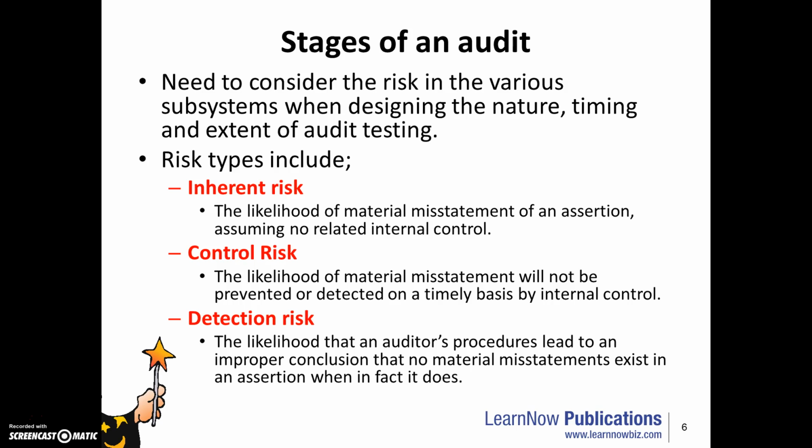We also need to consider the risk in the various subsystems. There are three types of risks. There is inherent risk, which is the likelihood of material misstatement of an assertion, assuming no related internal control. There is control risk, which is the likelihood of material misstatement will not be prevented or detected on a timely basis by the internal control. And there is also detection risk, which is the likelihood that an auditor's procedures lead to an improper conclusion that no material misstatements exist in an assertion when in fact they do.